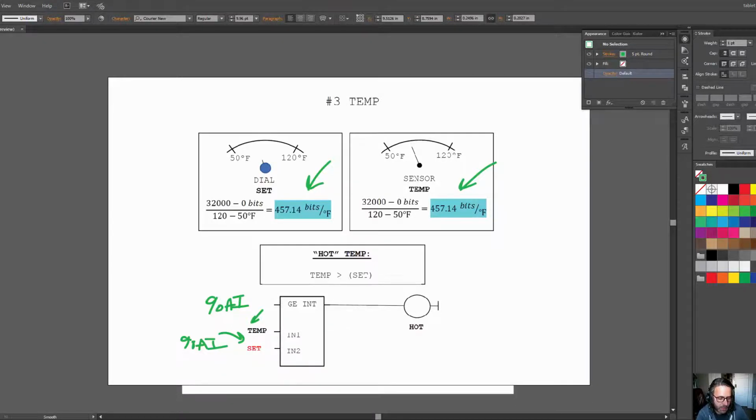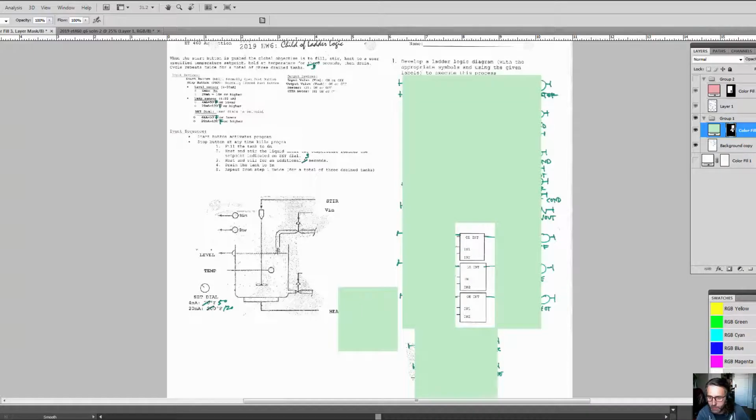So I'm going to go to my scratcher. Here it is. I gave you all a place for hot. So here's hot. You're using a greater than. I'm activating that with a master. And so you get a hot signal when the temperature is greater than the set point.